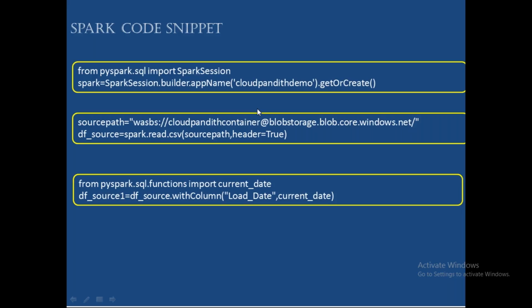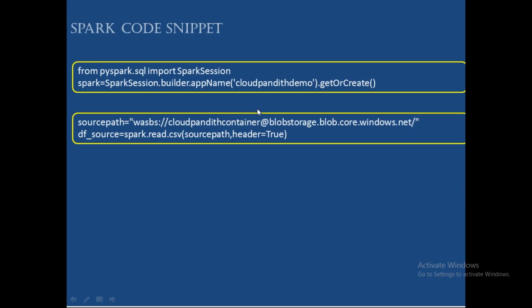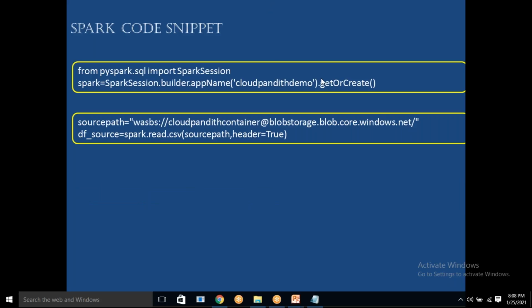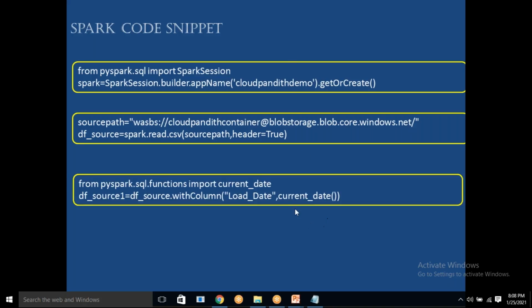What will withColumn do? Can you tell me what withColumn will do? Just give me a minute. We'll add the column. So it is going to add a new column, that is load date, and it is going to generate today's date, current_date. So this is my df_source1.